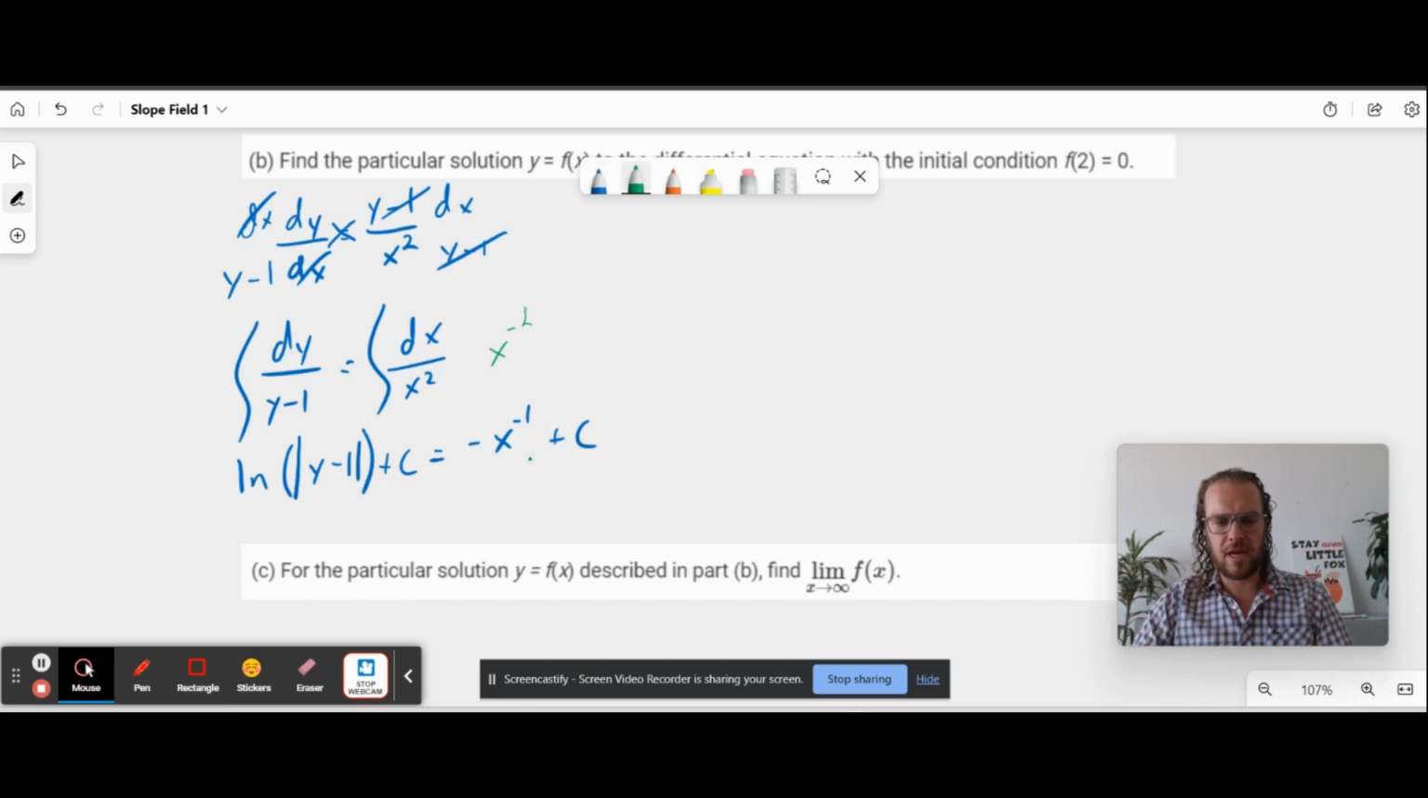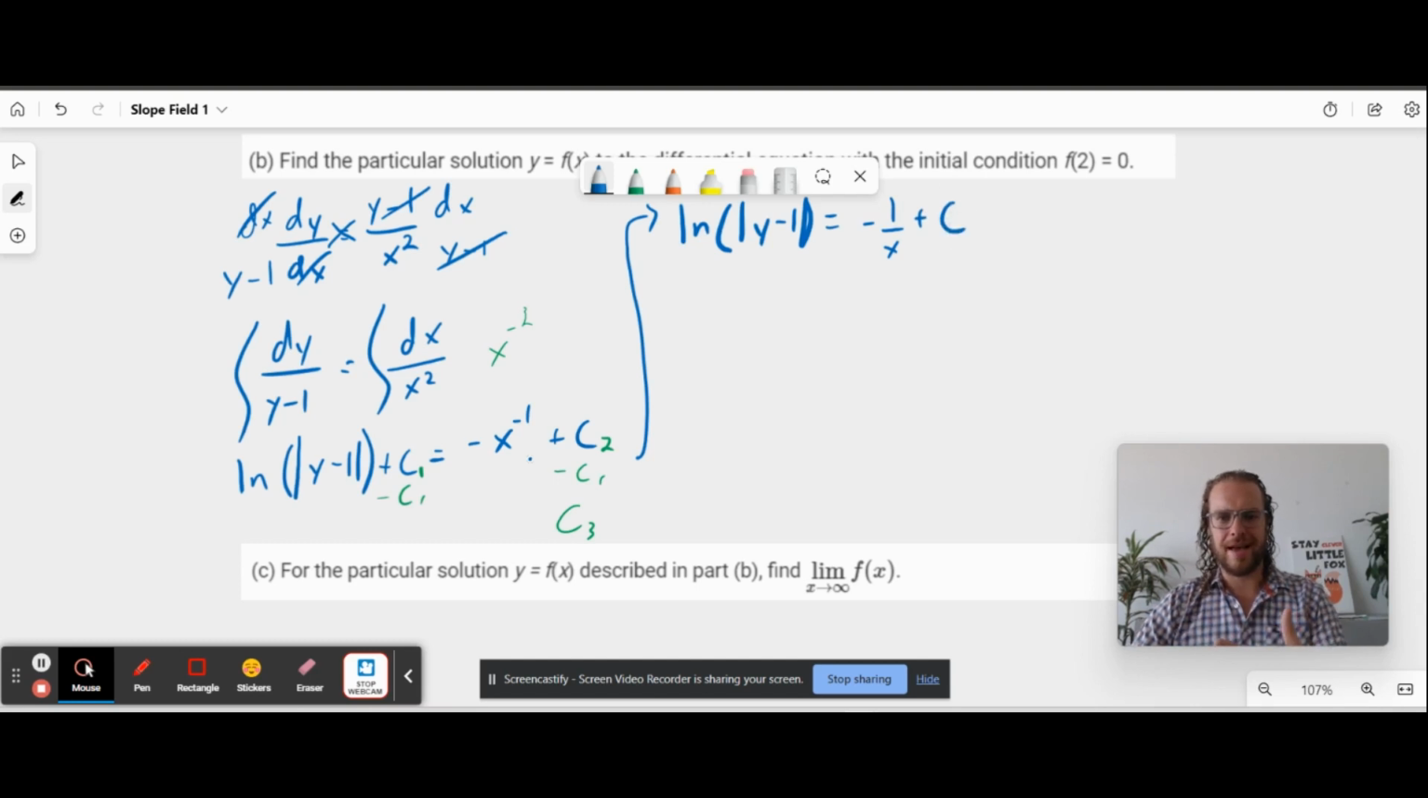Now, when we get these c's, you don't usually need to write them like this, because you can think of this as being c1 and this as c2. So if we subtract c1 from both sides, we're effectively just going to get a c3. And so usually what we do is combine these two constants into this new one that we're then going to use in order to solve. So if I rewrite this now, I've got the ln of the absolute value of y minus 1, equal to negative 1 over x plus c. And we're just treating that c as our new c.